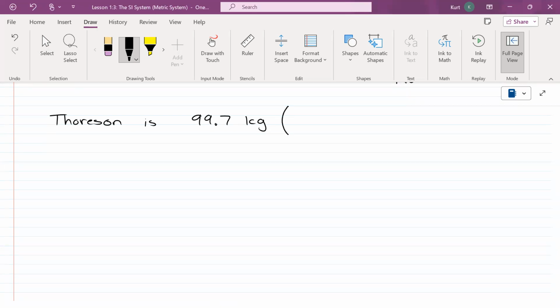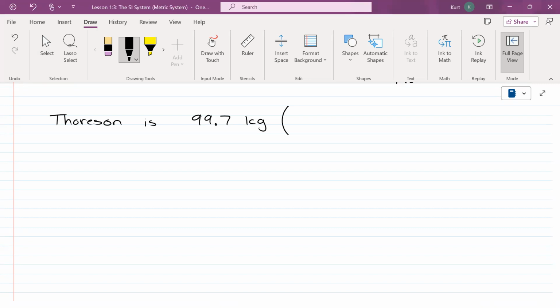Now, if I'm going to go from kilograms to grams, listen, will my number for grams be bigger or smaller? So it's going to be less than 99? It's going to be bigger. Because we're going from kilograms to grams, you need to add 3 zeros to the end.